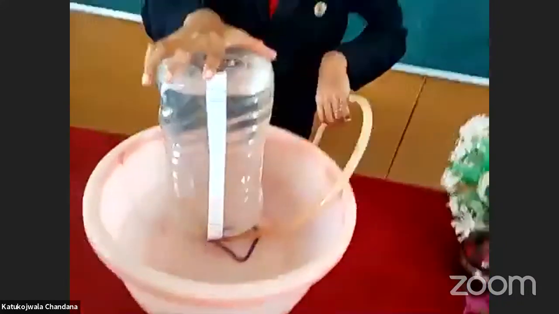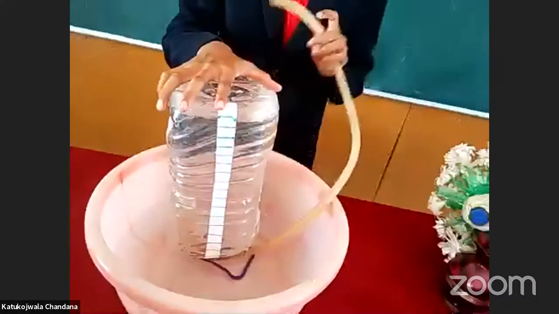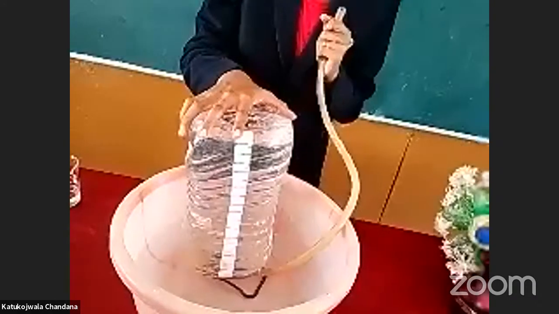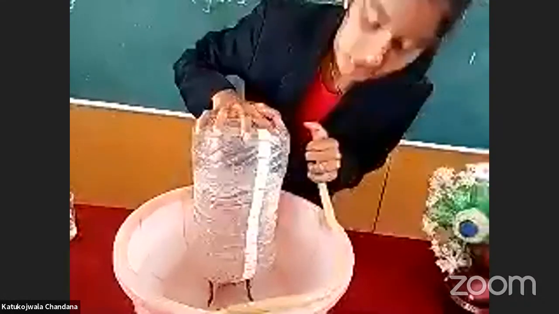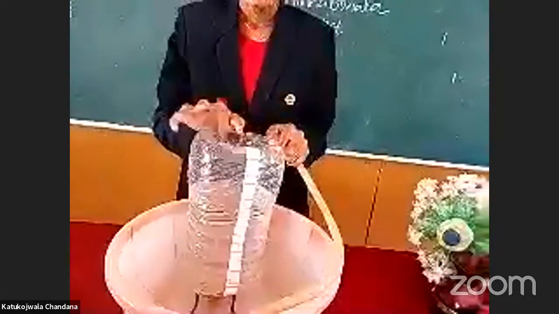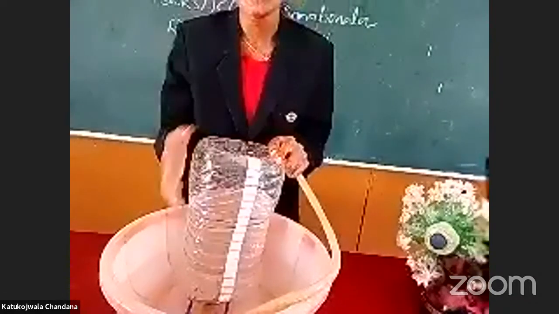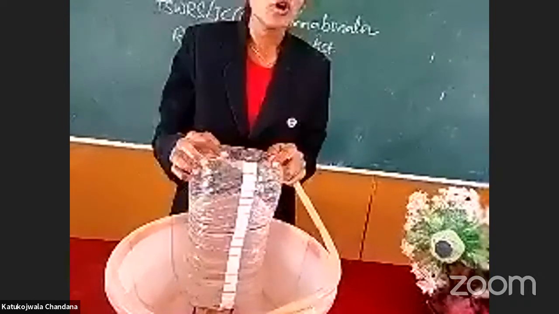Then blow gently into the other end of the pipe. But before that, take a deep breath and blow gently into the bottle until your lungs are empty. Like this it happens: all the air you breathe pushes into the container. Now let us count the marks or the units.